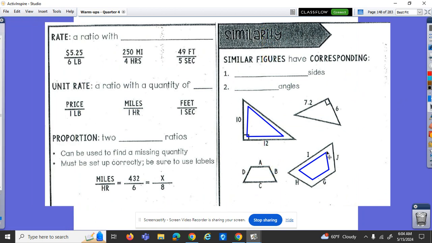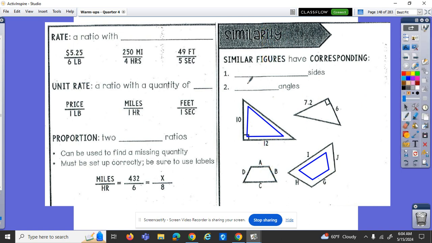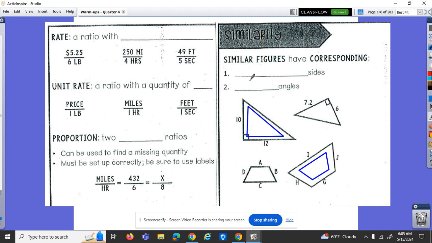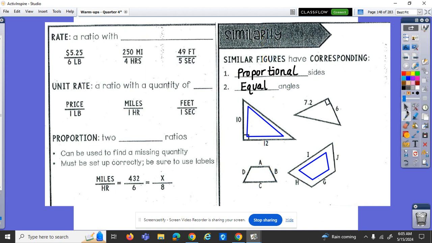So what we need to do is set up proportions to relate our two triangles. So remember that similar figures have corresponding sides and angles. So the sides are going to be proportional to each other, and we'll talk about that in just a sec. Our angles are going to be equal to each other. So you can see that I have two triangles that are similar to each other. One is just a little bit bigger than the other one.